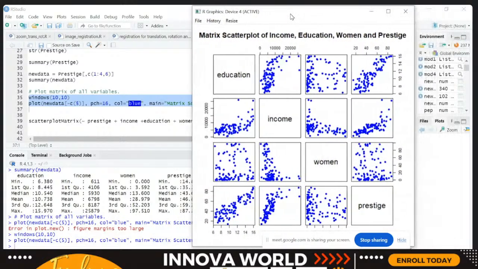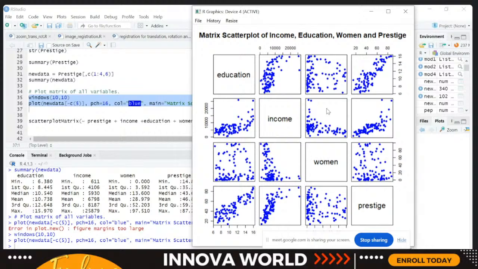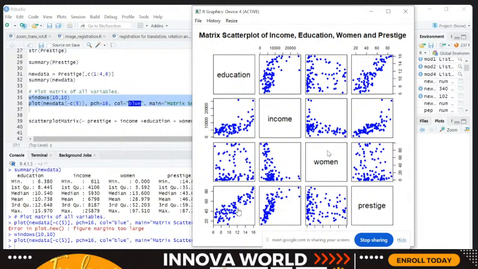So as you can see here, we can see the scatter plot matrix. This is giving the scatter plot of education versus income. Income is on the x-axis and education is on the y-axis. Similarly, this will give you the scatter plot between education and women. In this way, we can get an overview of the relationship between these variables.